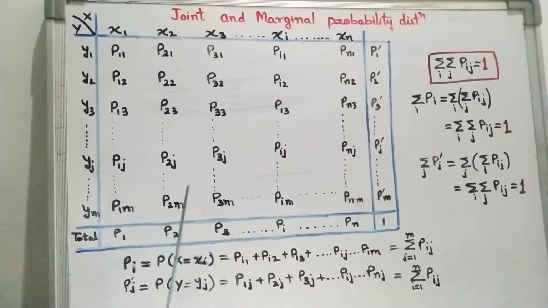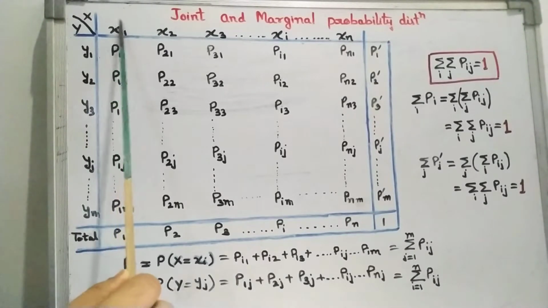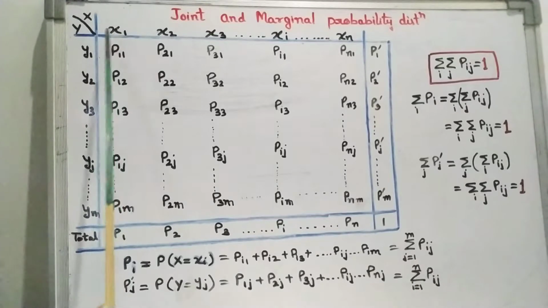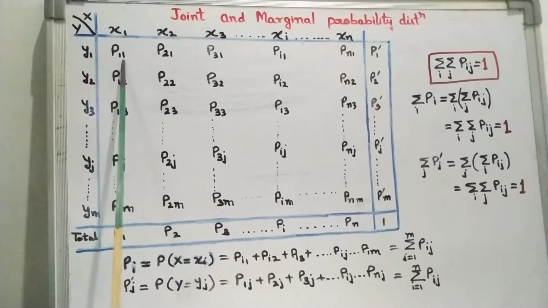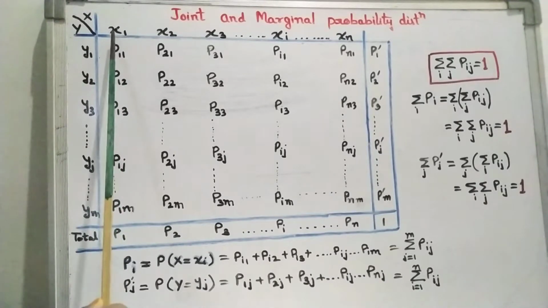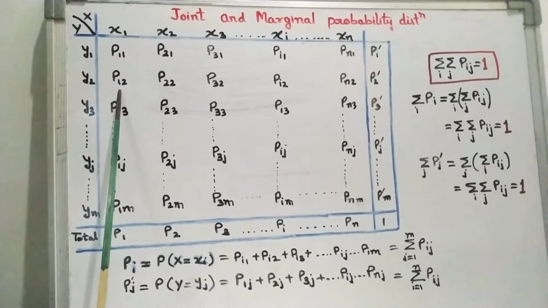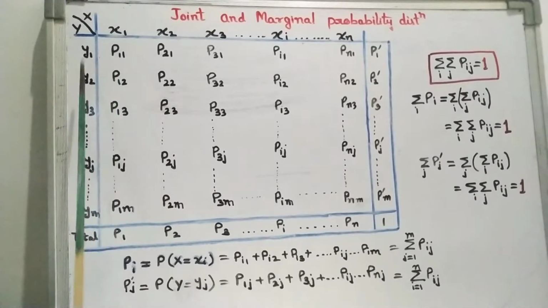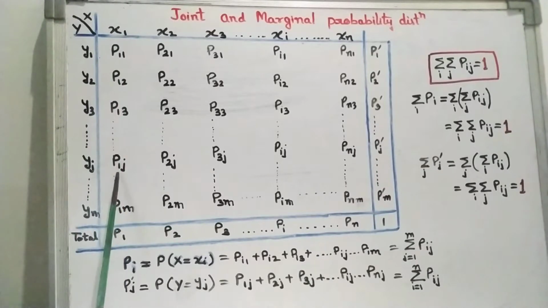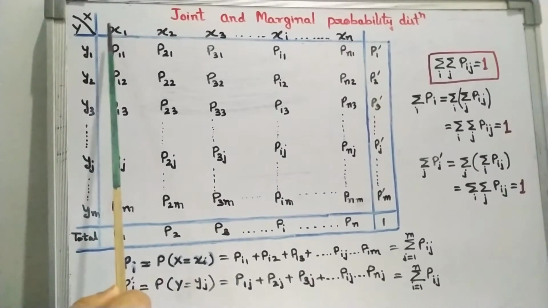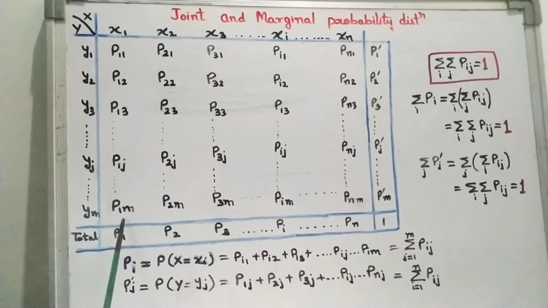Now we need to find the probability. That probability can be shown in a tabular form. Look here, the probability of this and this can be represented in this way. That means probability of x1, y1 is p11. We use suffix 11 here. Similarly, probability of x1, y2 will be p12. Probability of x1, y3 will be p13. Probability of x1, yj will be p1j. In this way, the last will be probability of x1, ym will be p1m.